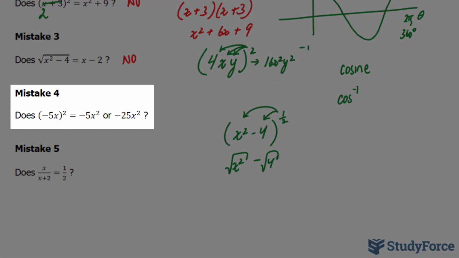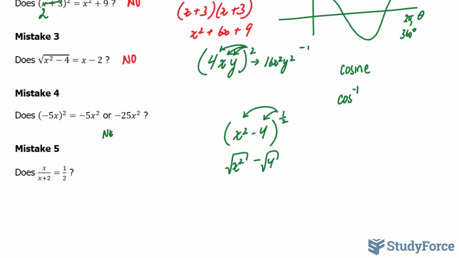Does (-5x) squared equal to the following two? And it actually equals to neither. Notice that this bracket is surrounding the -5 and x. So what that means is that you're taking -5x and you're multiplying it twice. And if we do that, we end up with -5 times -5. Two negatives make a positive 25. And the two x's make x squared. Notice the difference. This is the right answer, and these two are wrong.